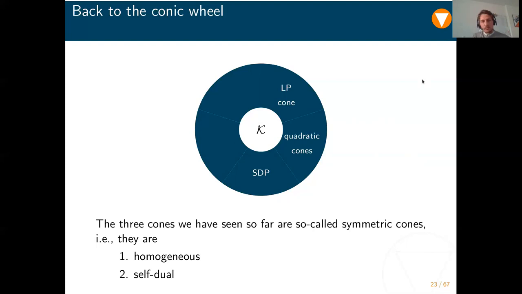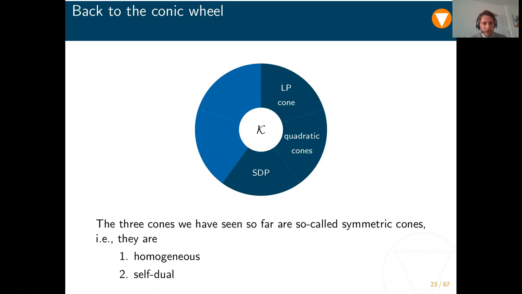We will now introduce two more cones, and they will be non-symmetric cones. In practice, this really has some implications that we will talk about later. So the takeaway here is that the symmetric cones we look at are very nice mathematically. Non-symmetric cones can also be nice, but maybe a bit less so. So if you could choose, you would prefer symmetric cones over non-symmetric cones. The problem is, there are not so many symmetric cones.